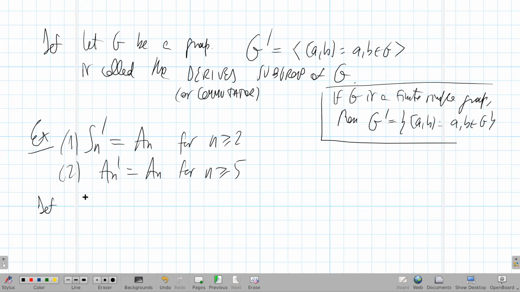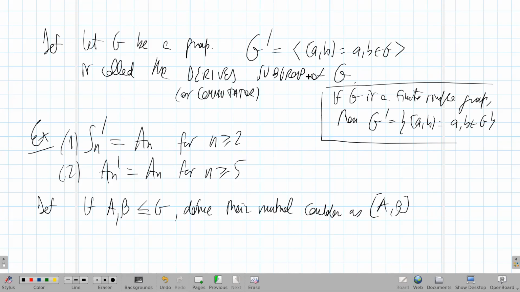More generally, if A and B are subgroups of G, define their mutual commutator as you write it like this. It is the span, the subgroup generated by the commutators where you take the first element in A and the second element in B. So this can also be written as the commutator of G and G, because it's an instance where A and B coincide and are the elements of G.